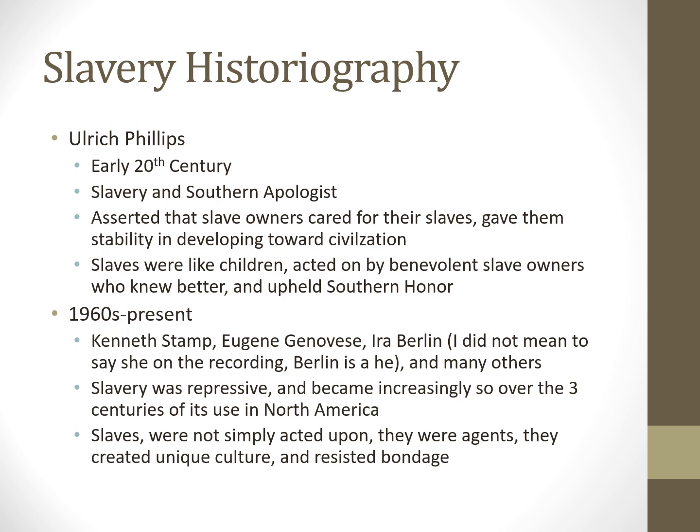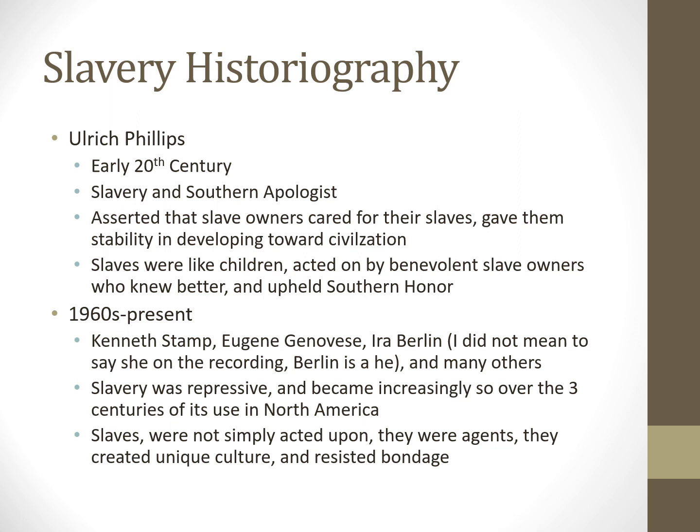Since the 1960s, and really beginning in the late 50s, you have seen many historians refute Phillips over and over again. And these historians have had their own internal arguments about other aspects. But generally speaking, scholars like Kenneth Stampp, Eugene Genovese, Ira Berlin, and many others have increasingly documented that the Southern apologist interpretation of slavery is wrong.